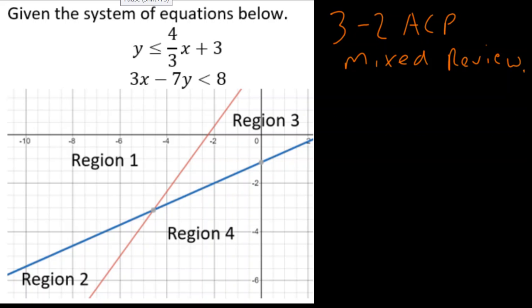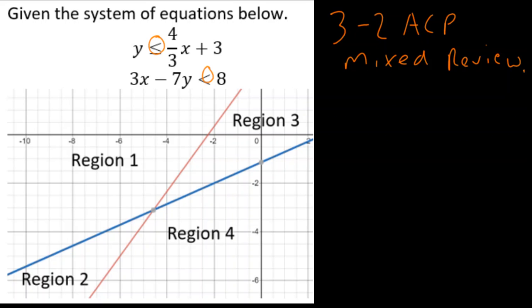Okay, given the system of equations below, this is 3-2, the ACP mixed review, and this problem here is very similar to one of the problems that y'all completely missed on the test itself. So let's take a look. All I did was change these signs right here. Well, let's see what happens.